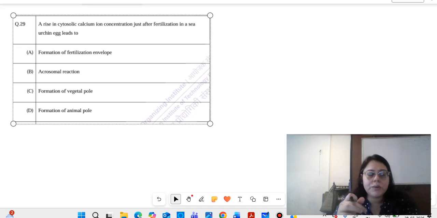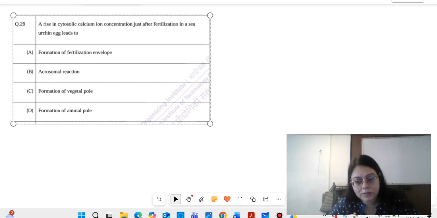Now let us continue with question 29. That question is from animal reproduction. A rise in cytosolic calcium ion concentration just after fertilization in a sea urchin egg leads to: option A, formation of fertilization envelope; option B, acrosomal reaction; option C, formation of vegetal pole; and option D, formation of animal pole. First let us see what the role of calcium is in the fertilization process.